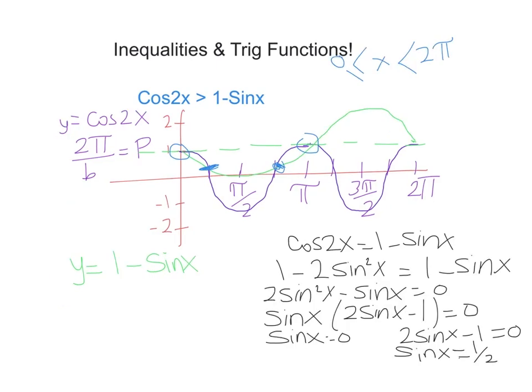After replacing cosine 2x with one of the identities, 1 minus 2 sine squared x, and bringing everything to one side, factoring and solving, we should reach that sine x could be equal to 0, and sine x could also be equal to 1/2. If sine x equals 0, we know that there are two spots where that happens between 0 and 2 pi. It's 0 and pi.